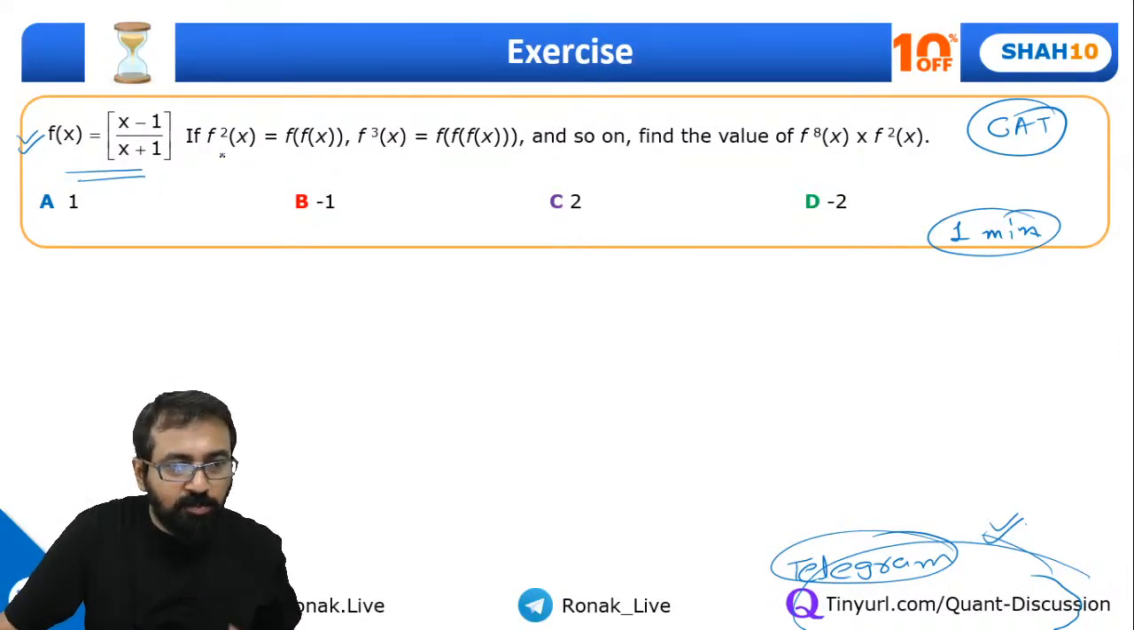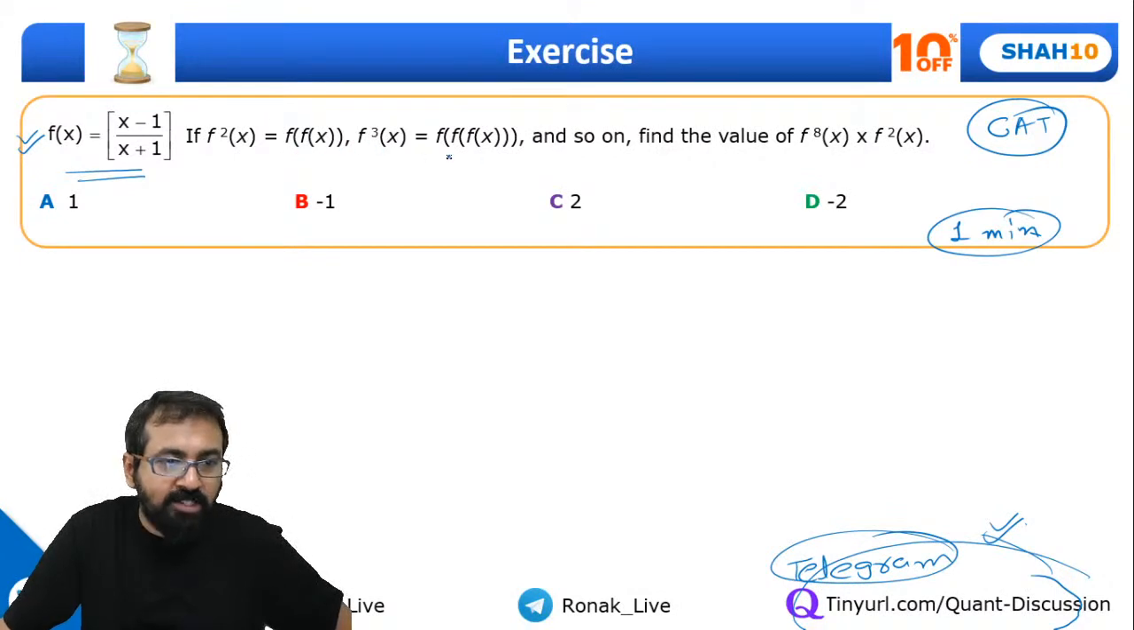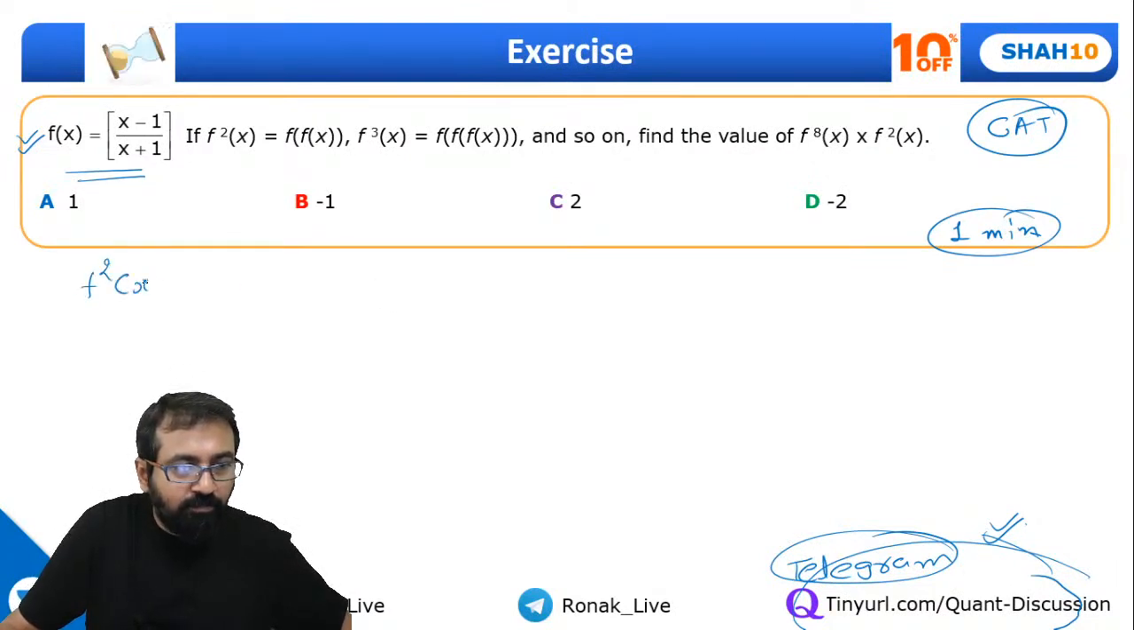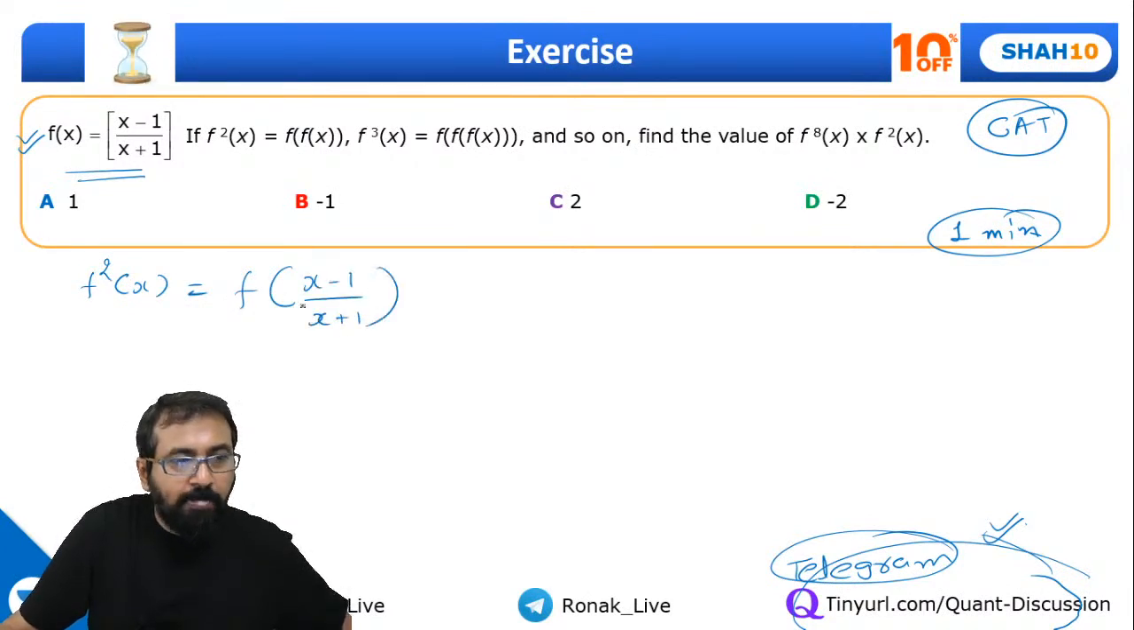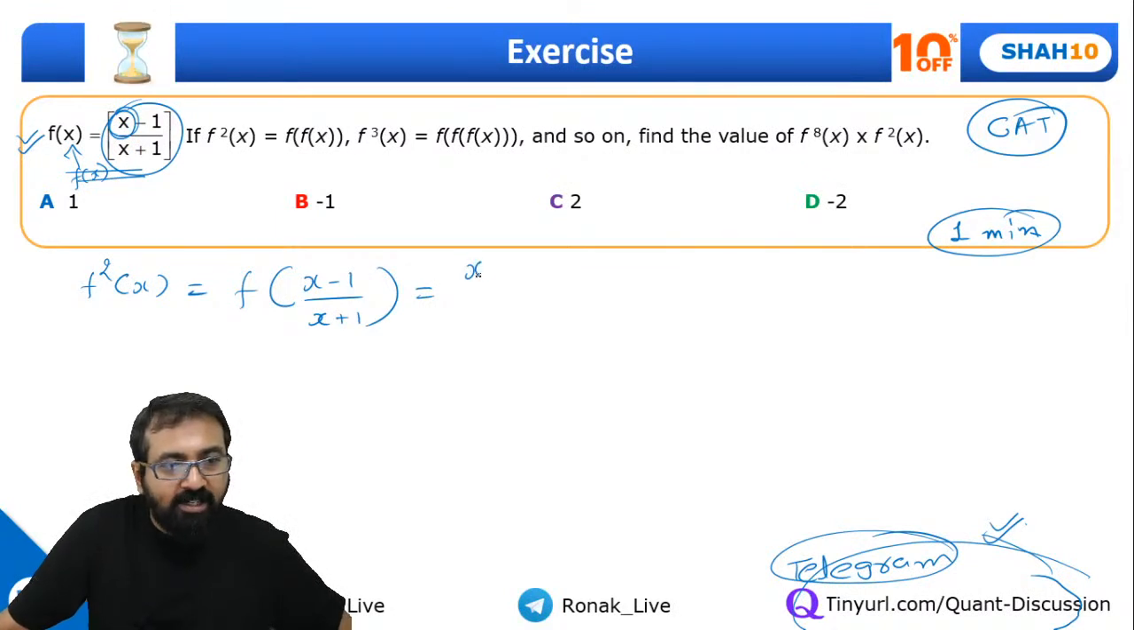Guys, understand this part. What is f square x? It's f of fx. What is f cube x? It's f of f square x. So we know fx. Now what will be f square x? It will be f of fx. Instead of x, I need to put fx, and fx is this one. So now instead of x, just put (x minus 1) upon (x plus 1). So you will get (x minus 1 upon x plus 1) minus 1.